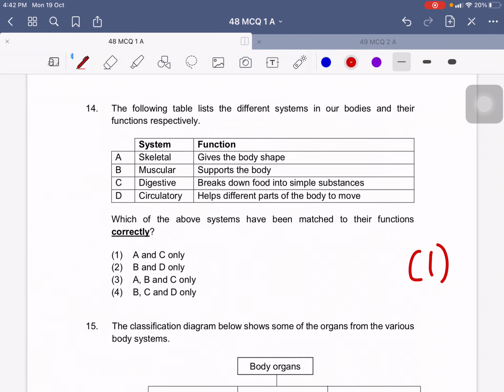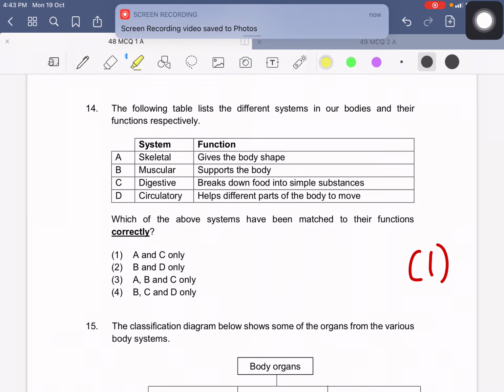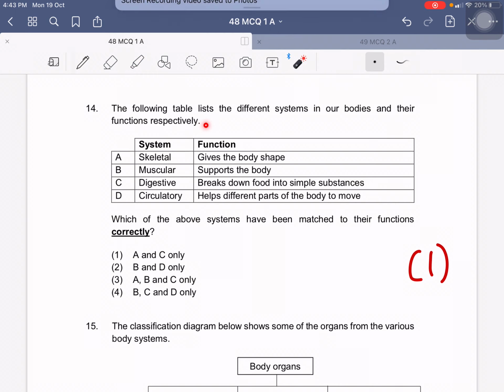Alright, this is the MCQ 1, question 14, video explanation. Okay, so over here, the table lists the different systems in our bodies and their functions respectively.